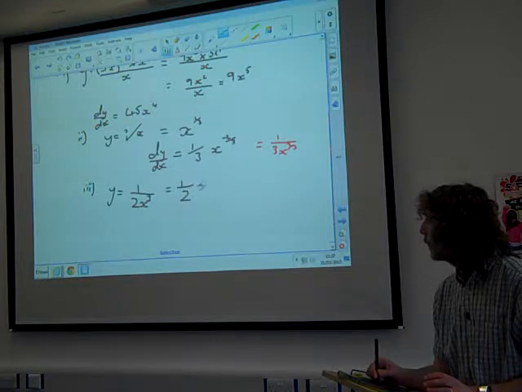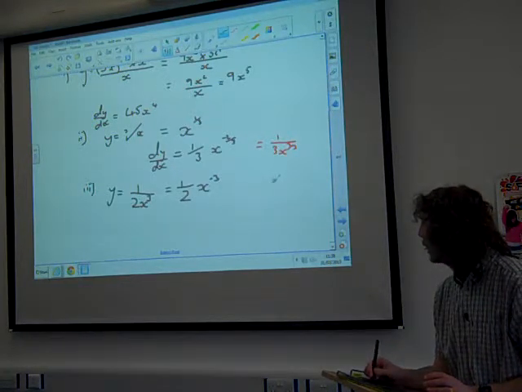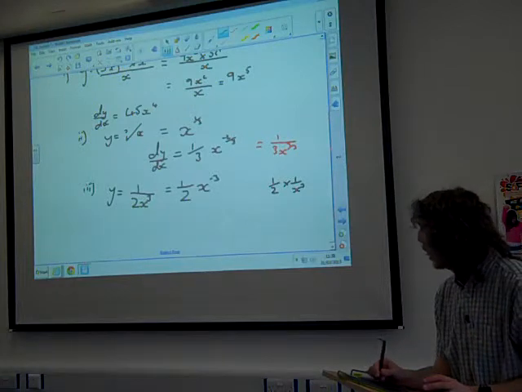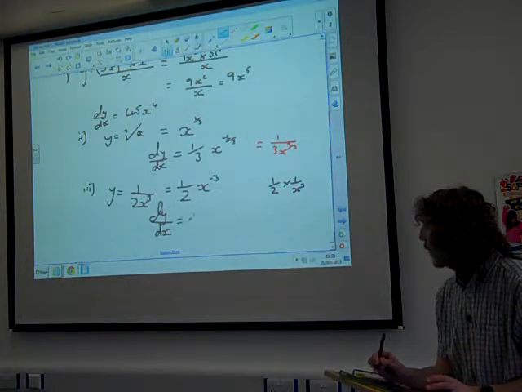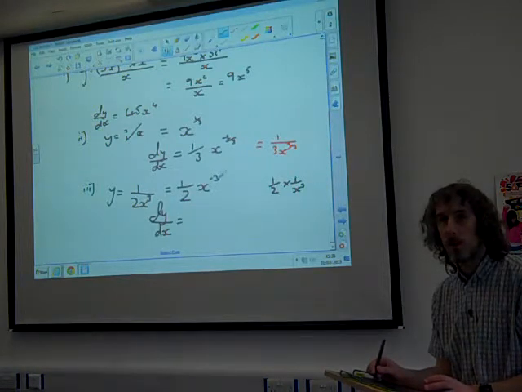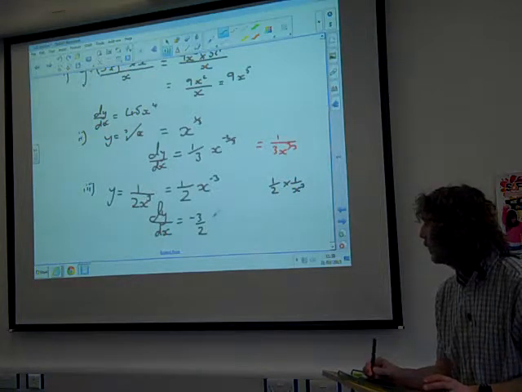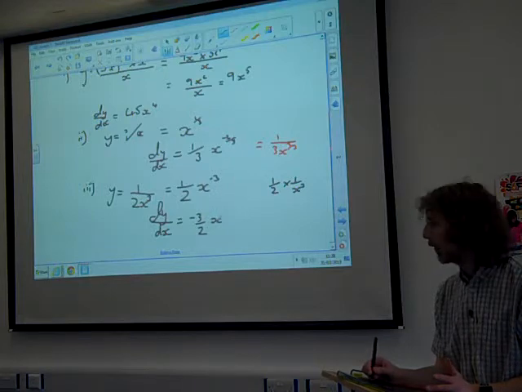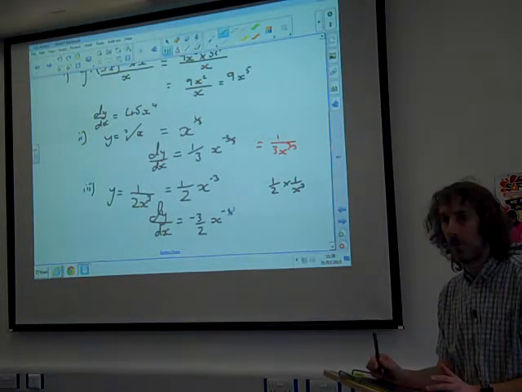It's a half x to the minus 3. It's because 1 over 2x cubed is a half times 1 over x cubed. And that's what we're dealing with. Now we can differentiate it. Oh, that was a bit early. So dy by dx, multiply by the minus 3. So our minus 3 halves, 3 over 2. And take 1 away from the power, but remembering to go in the right direction, take 1 away from it, makes it a minus 4 there.